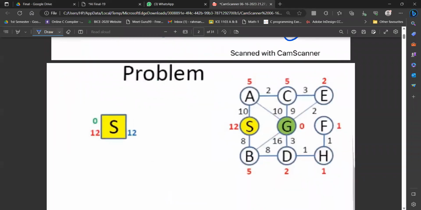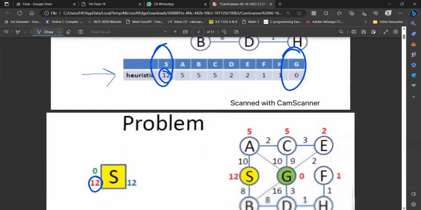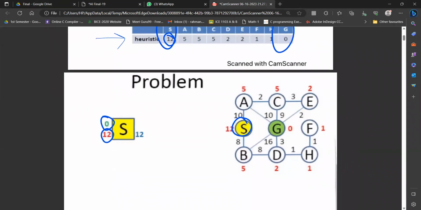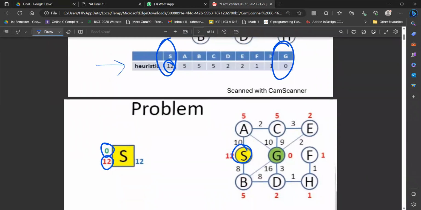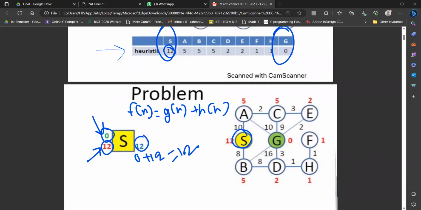We start with S. This over here, the one in red, is the heuristic value of S. And 0 is the distance from the start node to the current node. As the current node and start node are the same, that value over here is 0. We need to follow this function, which is f of n equals g of n plus h of n. This is our g of n, this is our h of n. So we add them up. This 12 comes from 0 plus 12, 12. All right. Moving on.